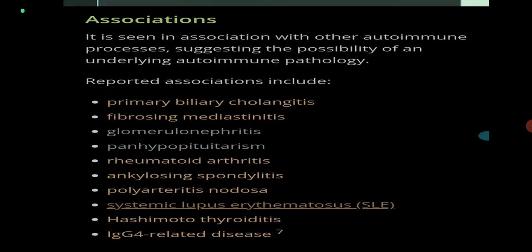Retroperitoneal fibrosis may be associated with other autoimmune processes, suggesting it may be due to an autoimmune pathology. We can see the disease in primary biliary cholangitis, fibrosing mediastinitis, glomerulonephritis, hypopituitarism, ankylosing spondylitis, rheumatoid arthritis, polyarteritis nodosa, systemic lupus, Hashimoto thyroiditis, IgG4-related disease, and all these diseases are autoimmune.